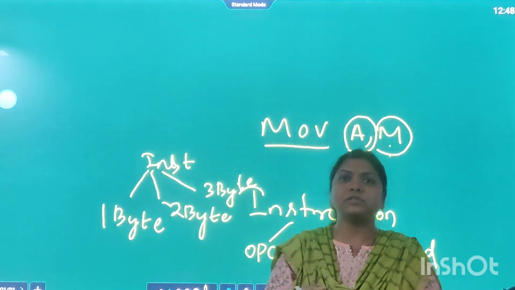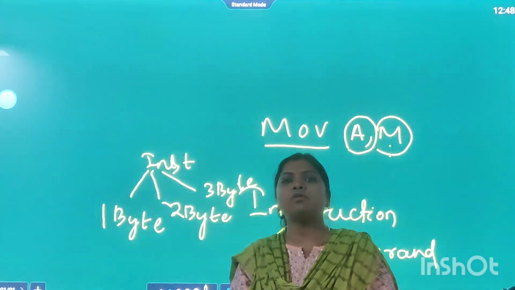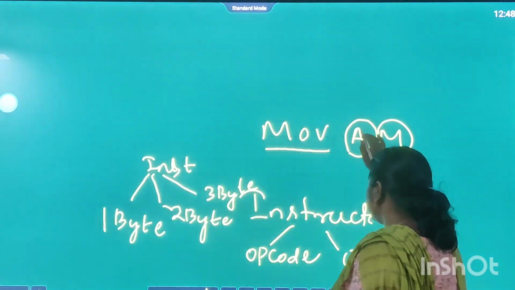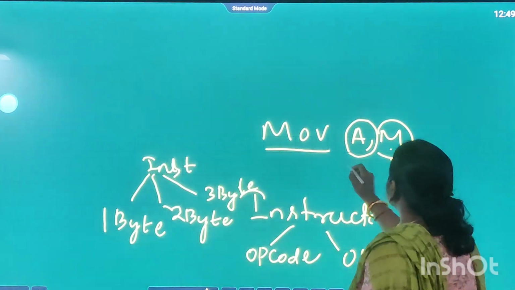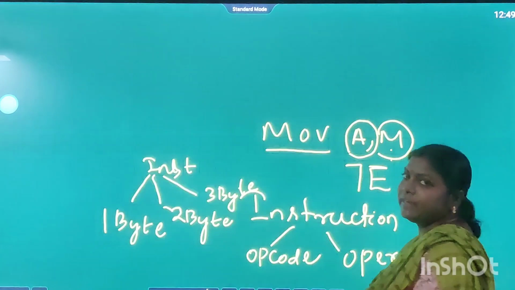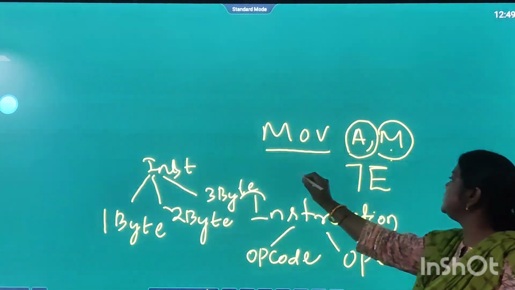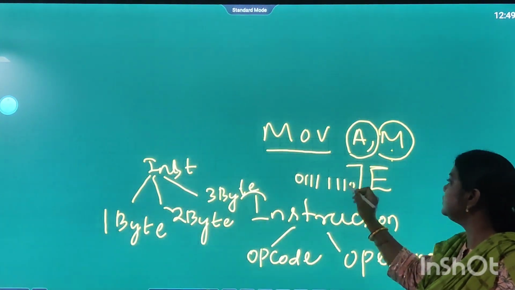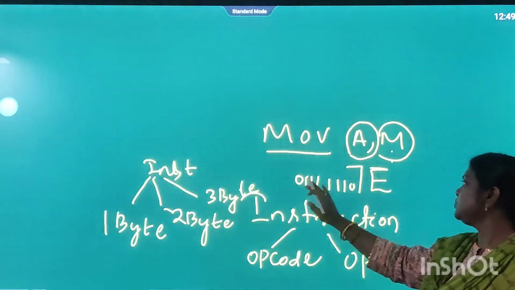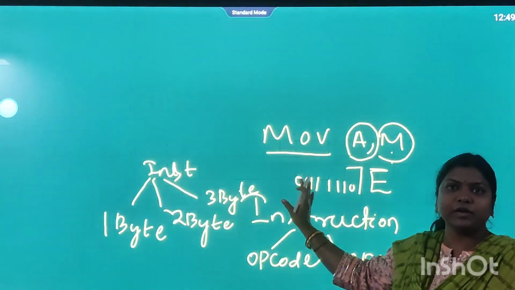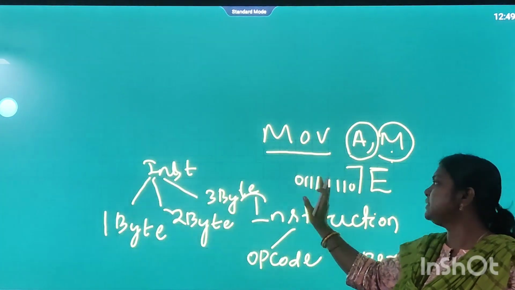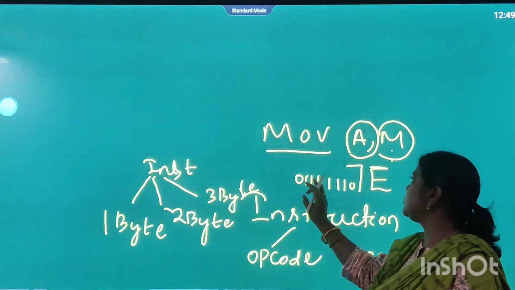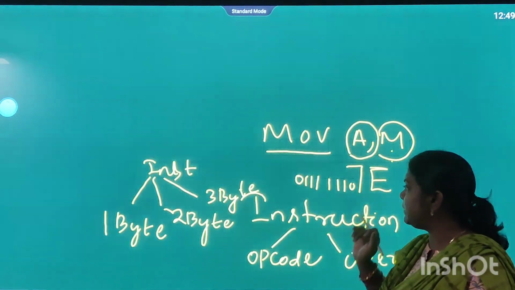The instructions for which the operation code or machine code is 8 bits long come under 1 byte instructions. Suppose MOV A, M. In this case, the opcode for this instruction is 7E. As you know, 7 is 0111, and E is 1110. So for this instruction, as the machine code is 8 bits or 1 byte long, this type of instruction is called a 1 byte instruction.